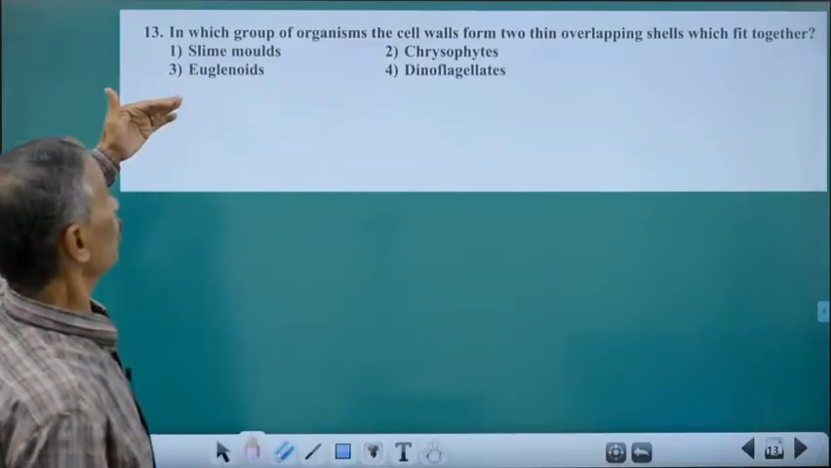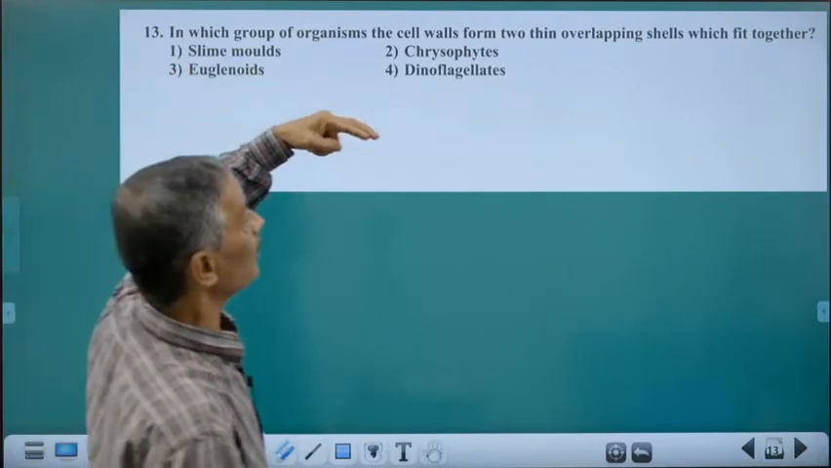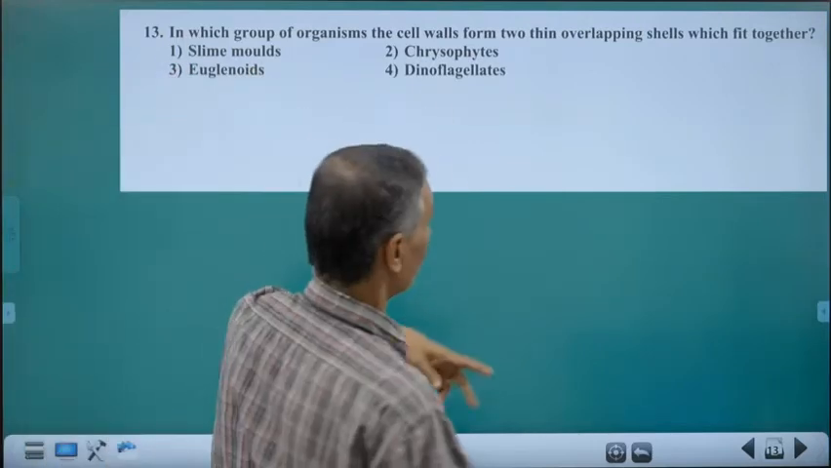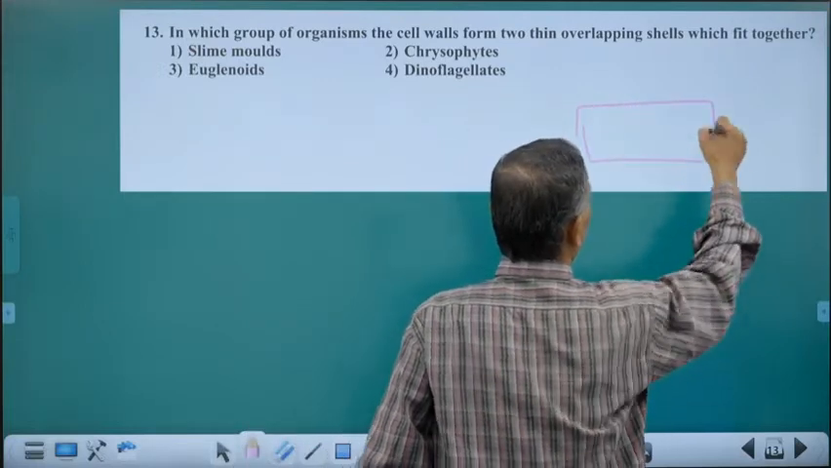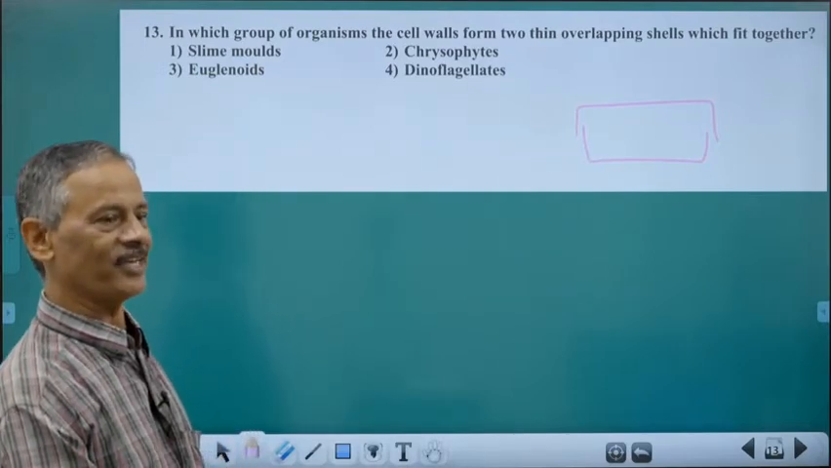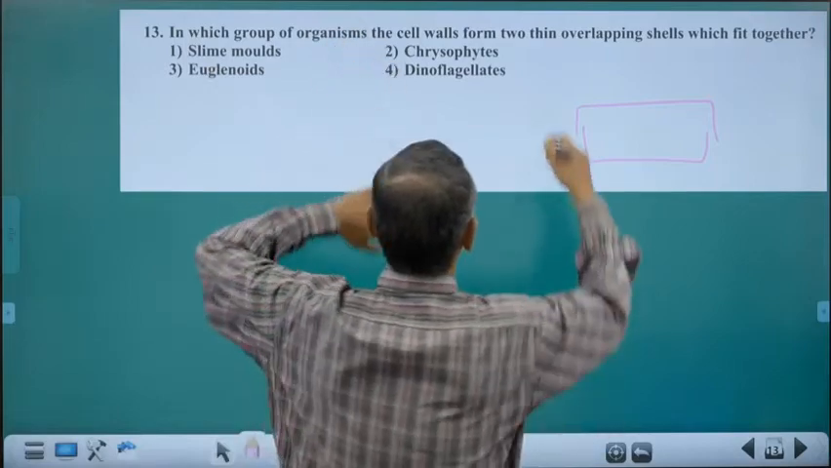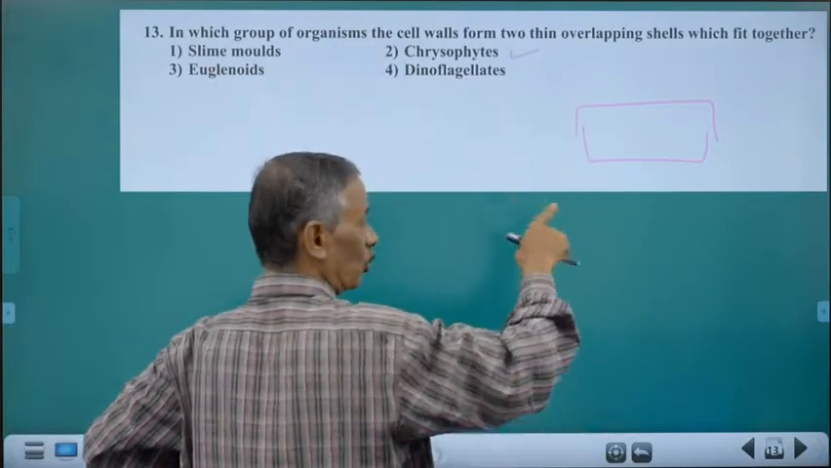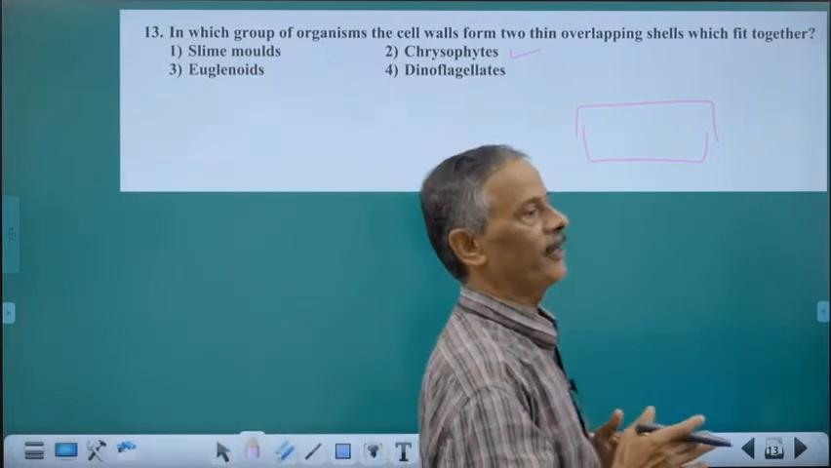In which group of organisms does the cell wall form two thin overlapping shells? I have given you the clue earlier. We have diatoms. That's why they are called diatoms. It is chrysophytes. Chrysophytes include diatoms and desmids, golden algae. Okay.